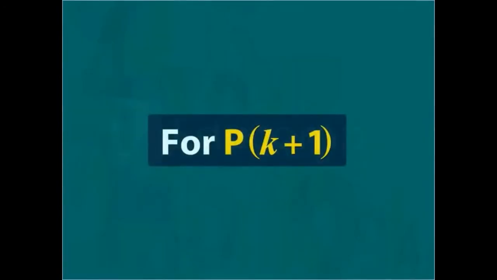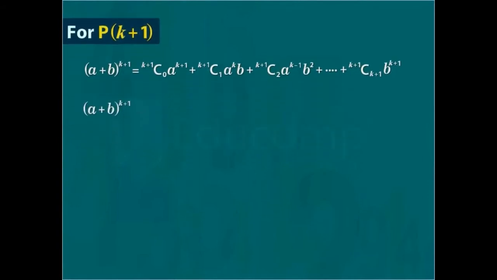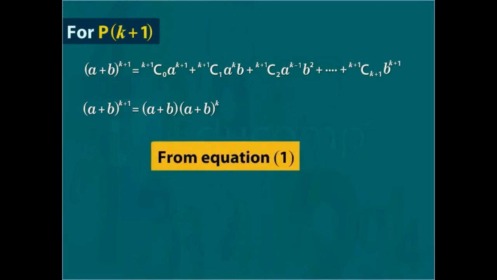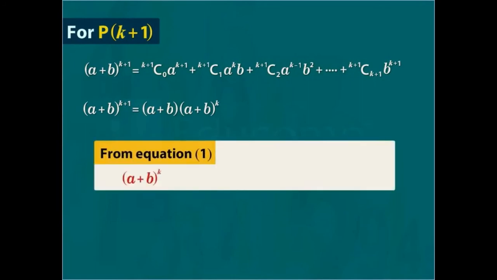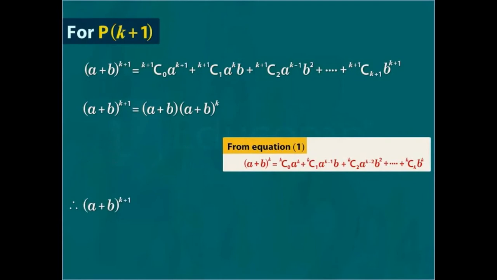Let us now prove that P(k plus 1) is also true. So we can write (a plus b) raised to k plus 1 as (a plus b) into (a plus b) raised to k. From equation 1, we know that (a plus b) raised to k is equal to the following. Therefore, (a plus b) raised to k plus 1 is equal to the following.